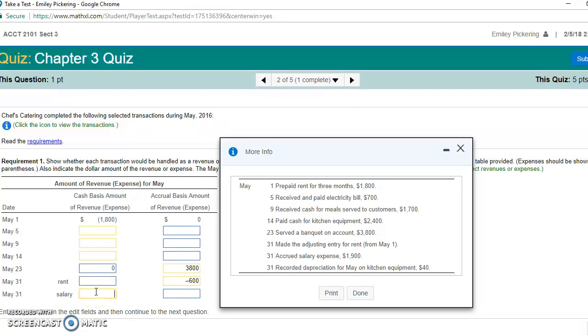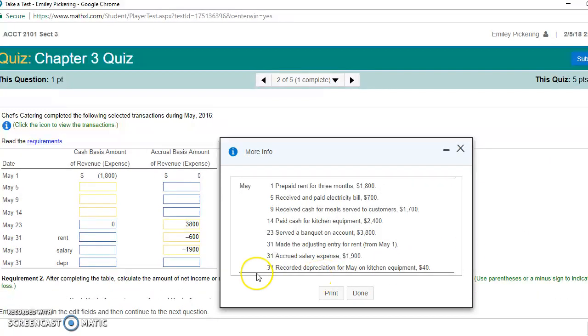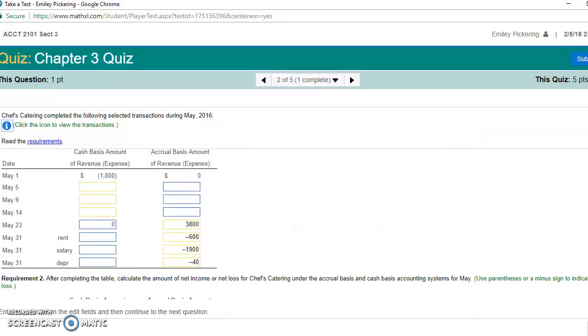And then for salaries, we accrued salary expense of $1,900. Cash basis, we know cash has gone out the door, so we're not going to worry about that. Accrual basis, we are, because we know the amount and we know we owe it. So we're going to go ahead and record that. And then finally, depreciation, cash basis, we're not going to have any, but for depreciation here, we're going to subtract 40 for our expense.